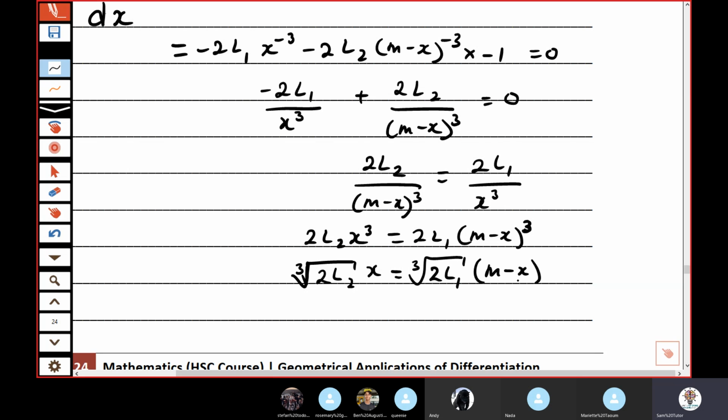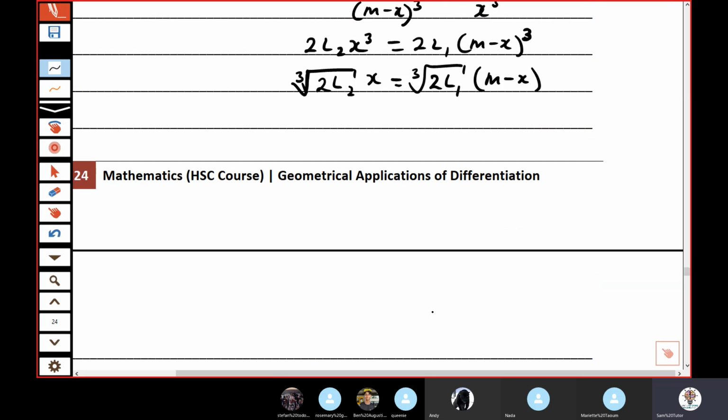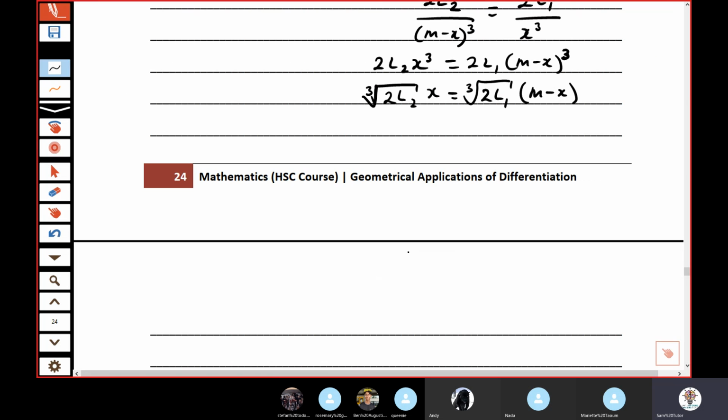What would you do now? I think I might have given you guys room in the next page. Yes, I did. So don't feel like you need to squish it in. What would you do now? Divide by cube root 2L. This one here? Yeah.